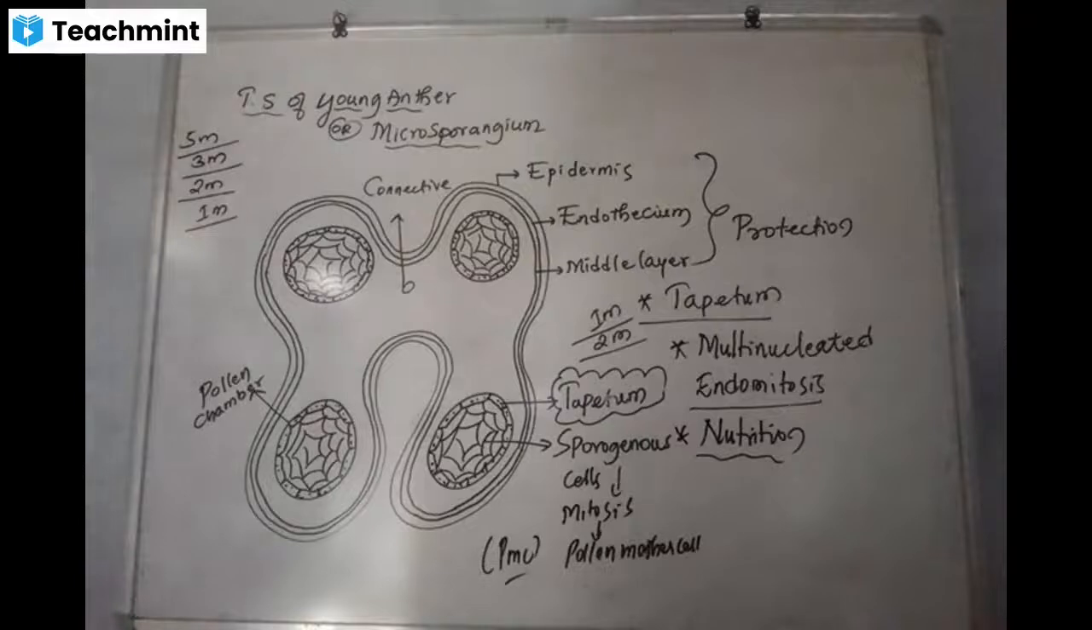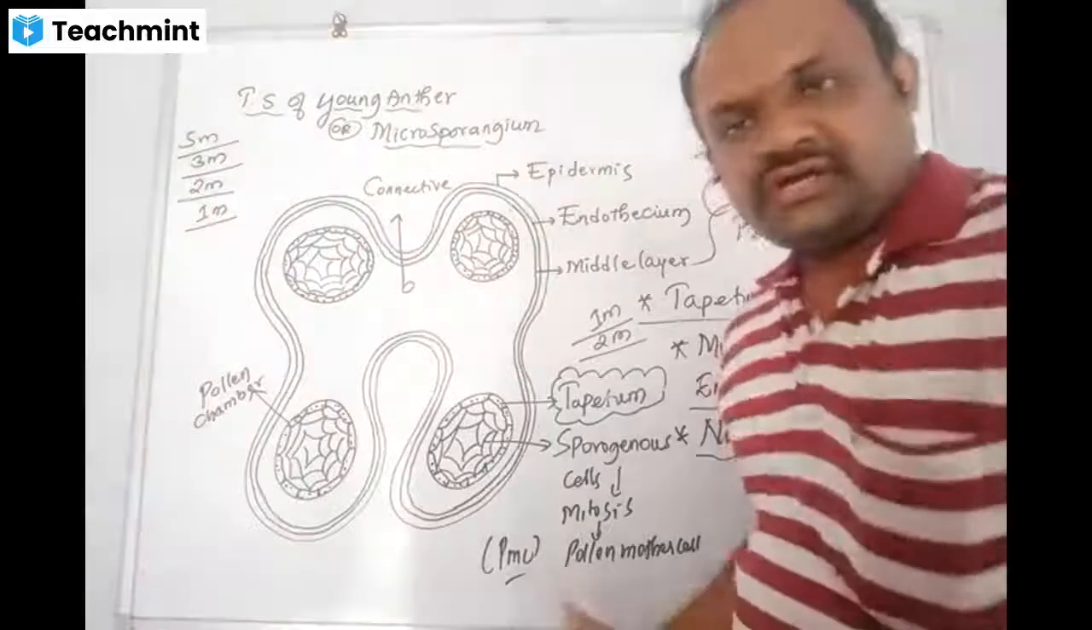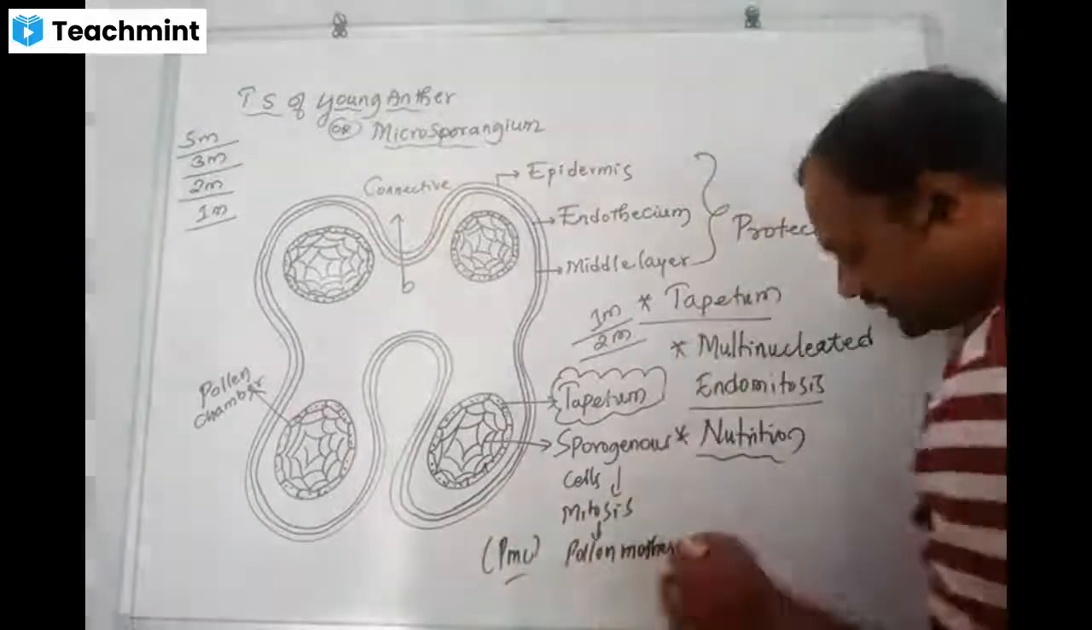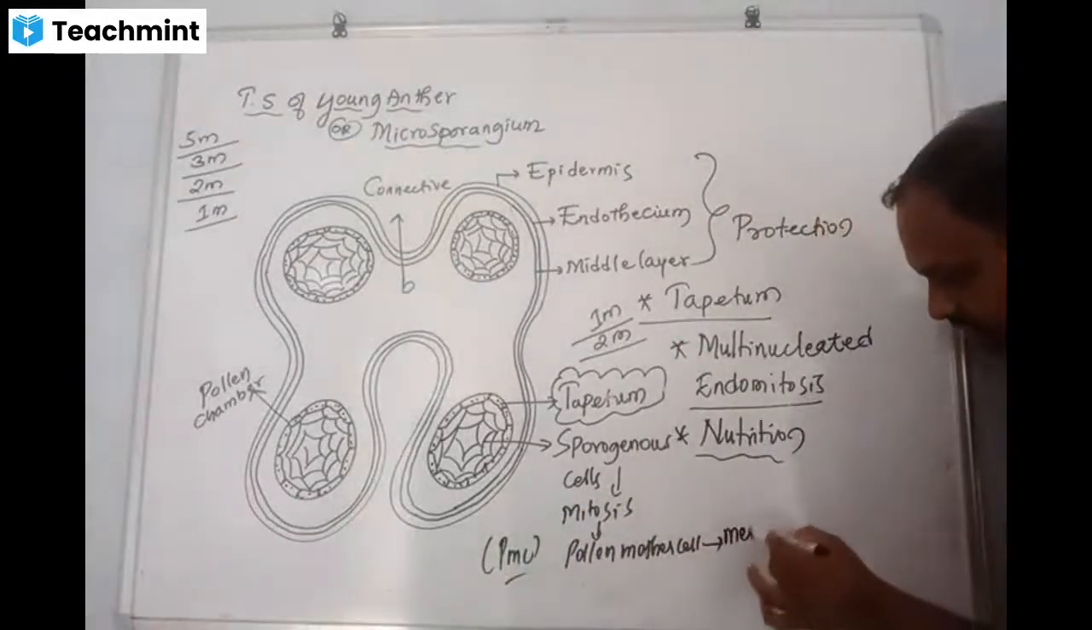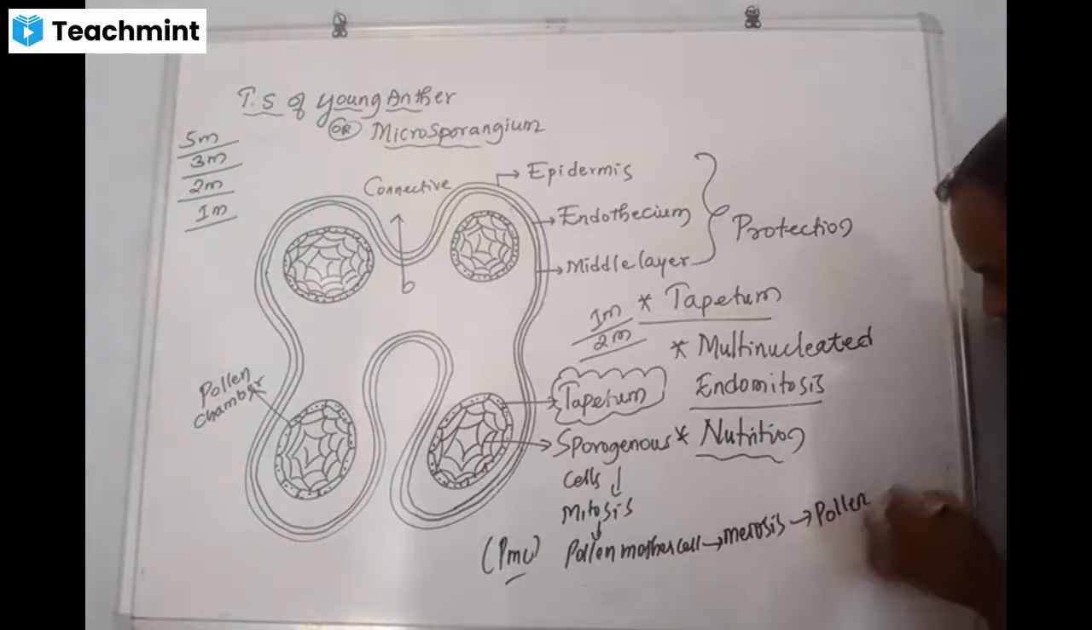So the pollen mother cells undergo meiosis. They get involved in meiosis and produce the pollen grains.